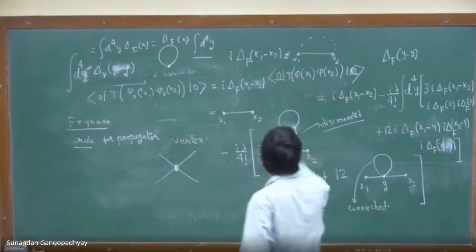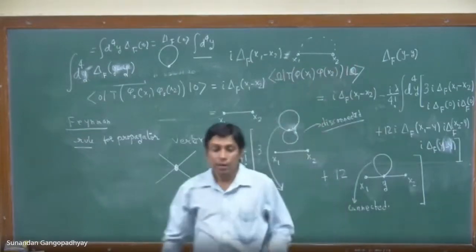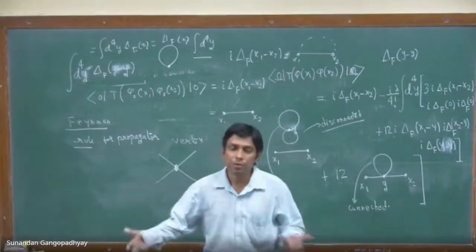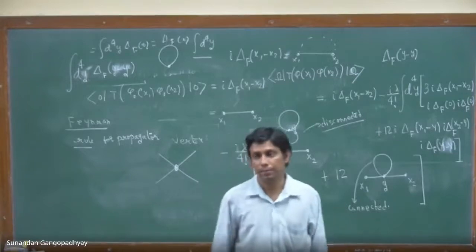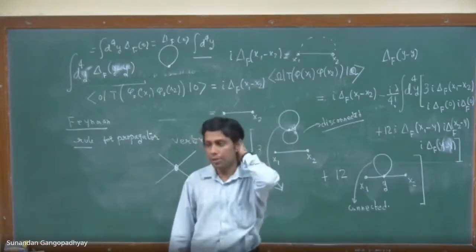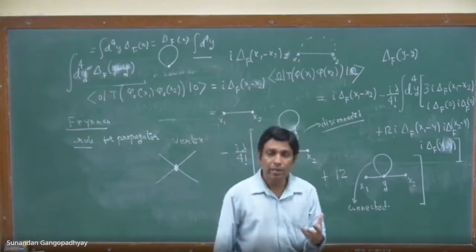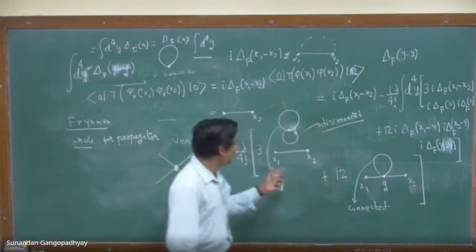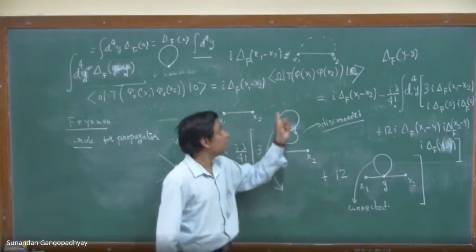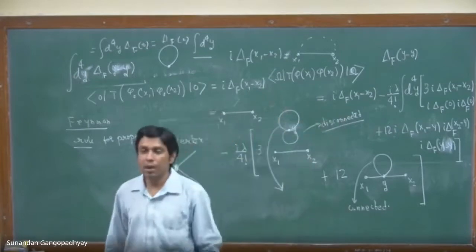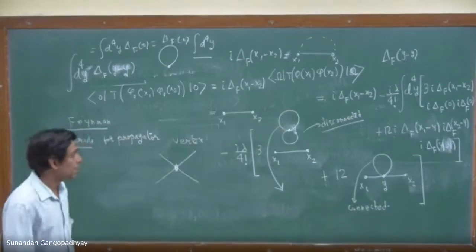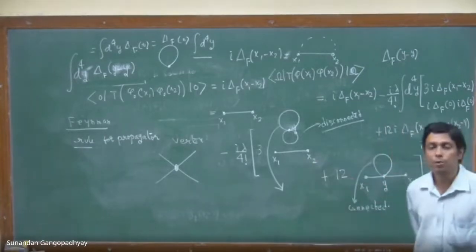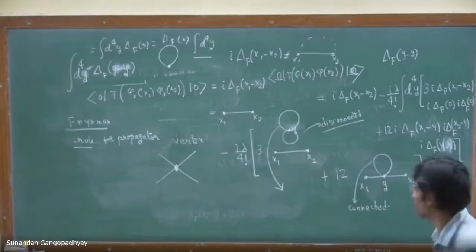What we are doing physically is trying to calculate this propagator in terms of the free propagator plus correction terms. That is what we do in perturbation theory. It is an approximate result. If there were no interactions, this propagator would simply be i delta_F(x1 minus x2). But now we are finding corrections to it, which are this term and this term, up to first order in the coupling constant.